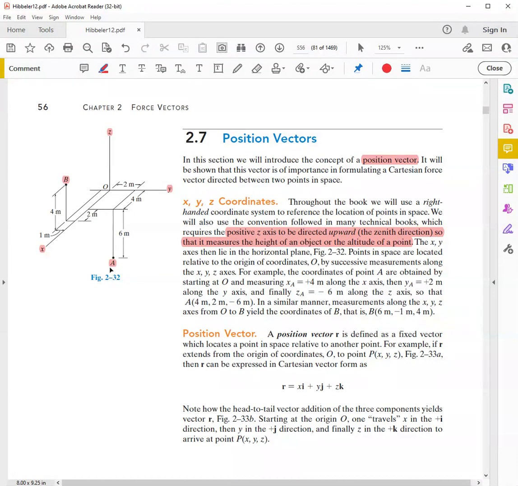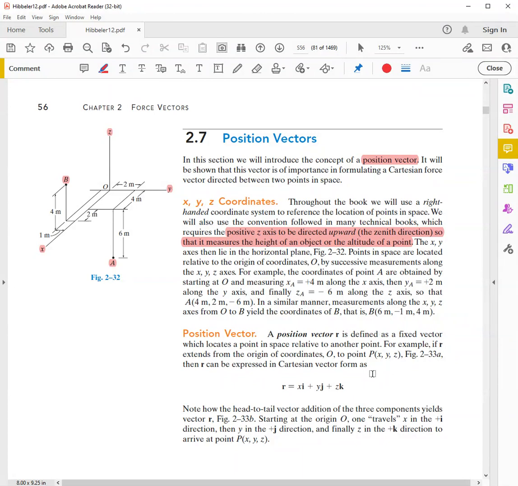So for A, what would be the x coordinate? We have the distance 4 here from this figure, so we have 4. That's Ax. Over y, we have 2 positive, so 2 is the y projection, and z is going to be negative 6. So in this case, A has coordinates 4, 2, and negative 6.